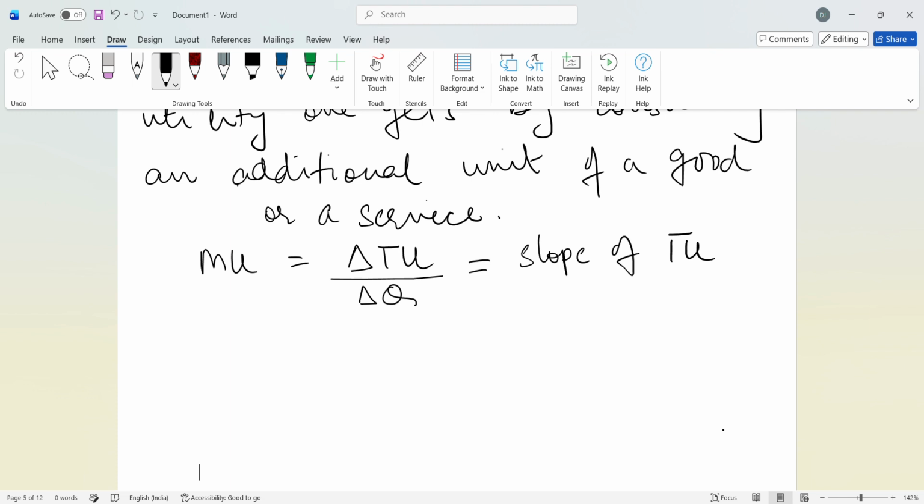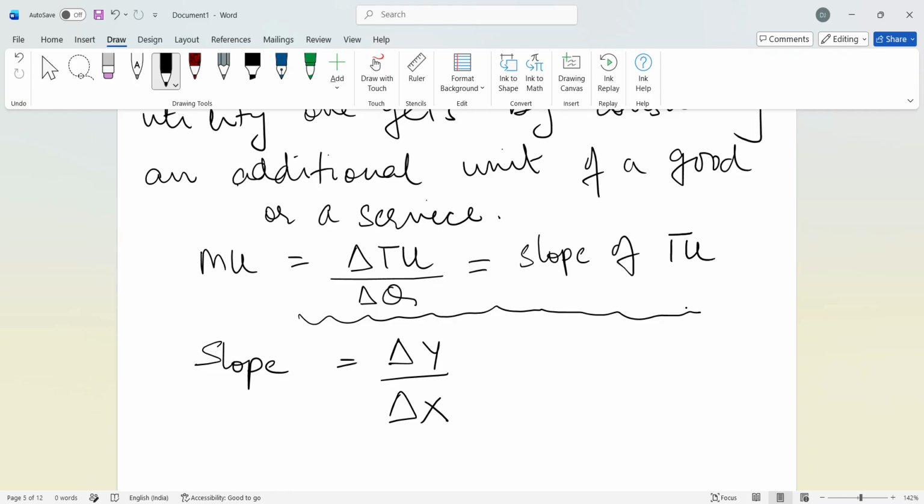And slope, we all know, usually how do we calculate a slope? We calculate a slope by change in y by change in x, right? So here we'll just plot it, right? The total utility is nothing but your y, and your units consumed is nothing but your x. So it's the change in total utility divided by your change in quantity units of a good that you are consuming that gives you your marginal utility. All right. So remember this, that's very, very important, that it's given by this formula and it's nothing but the slope of the total utility curve.